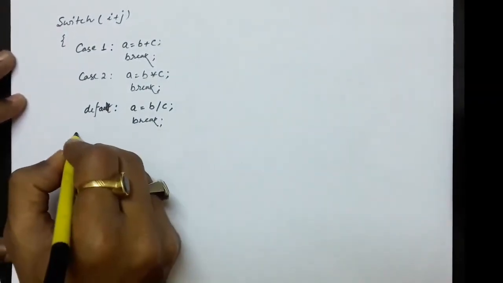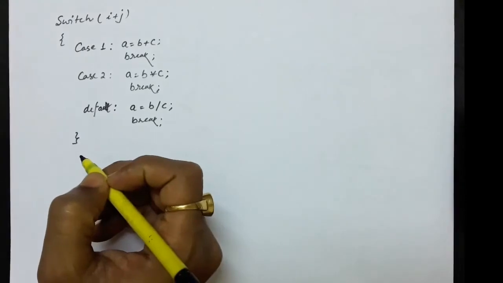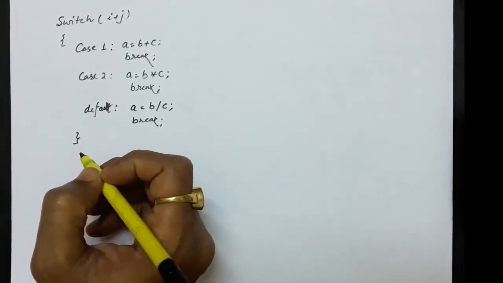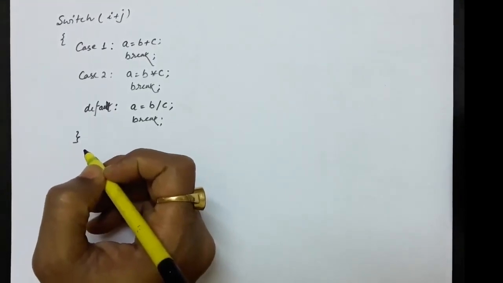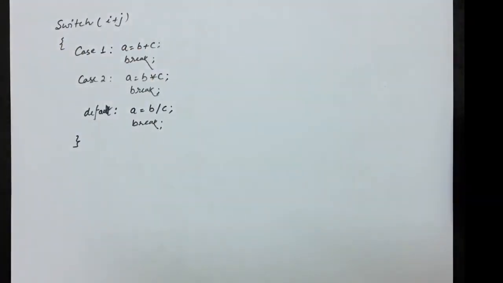Fine. So this is the switch case construct and we have to write the 3 address code for this. So what is happening here, that we have to first find out the value of I plus j, and depending on the value of I plus j, we have to either perform case 1 or perform case 2 or perform the default case. Fine.